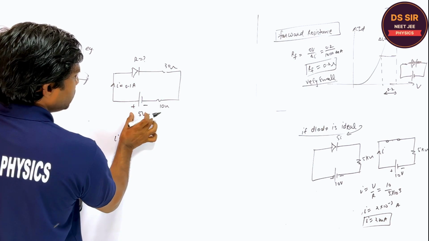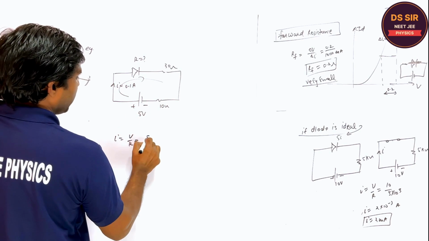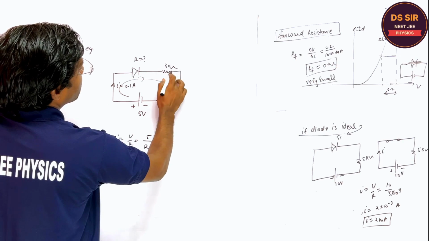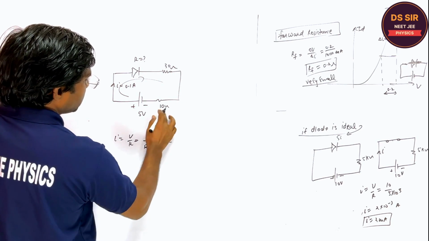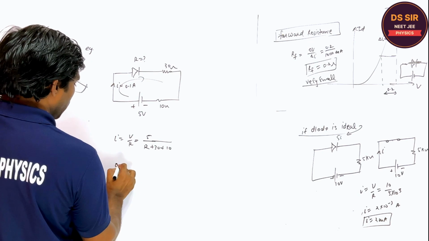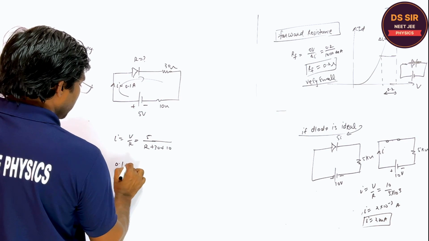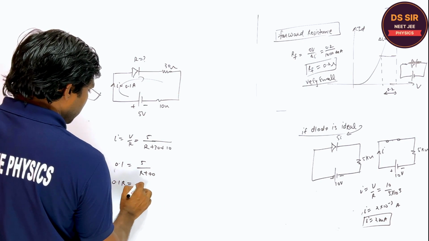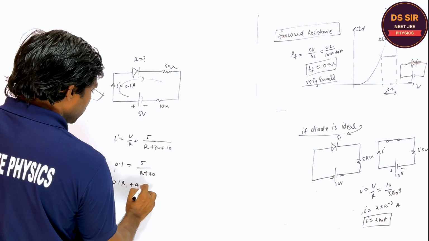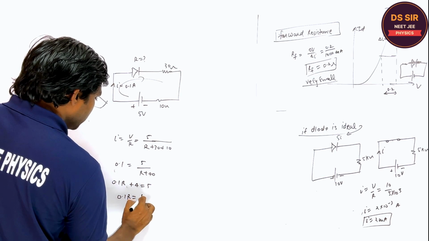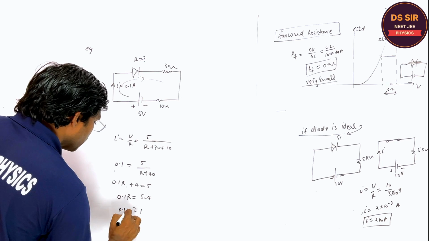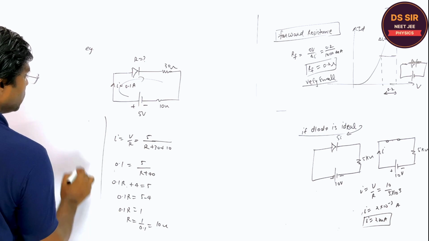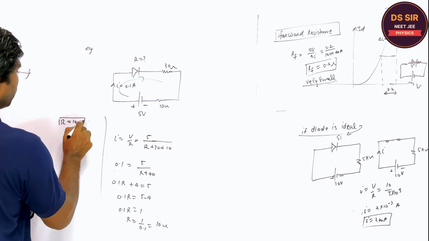V upon R. What is the total voltage in the loop? It is 5 volt. If I assume the resistance R, then this is the 30 ohm resistance, and this is 10 ohm resistance. The current is 0.1, right, is equal to 5 upon R plus 40. It is multiplied by, and plus 4 is equal to 5. 0.1 R is equal to 5 minus 4 is equal to 1. R is equal to 1 upon 0.1, 10 ohm. So the resistance is 10 ohm, right?